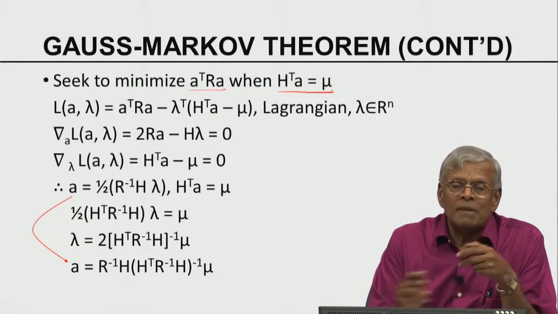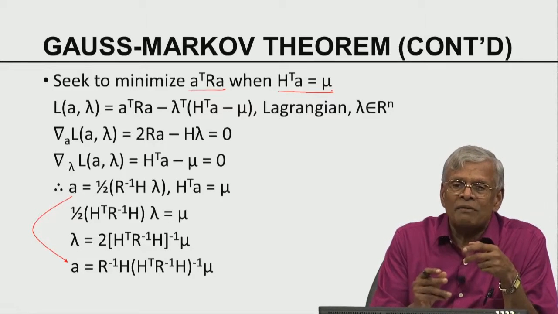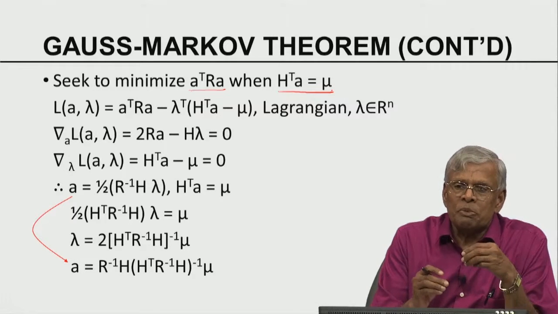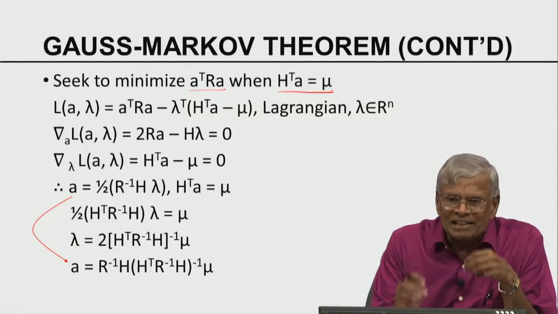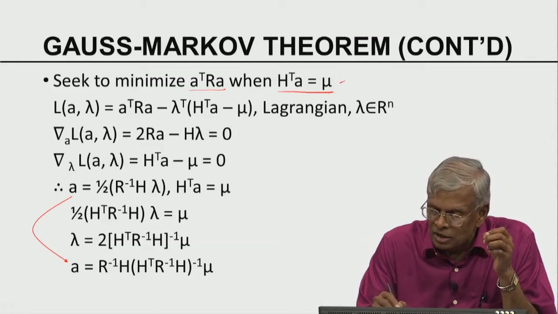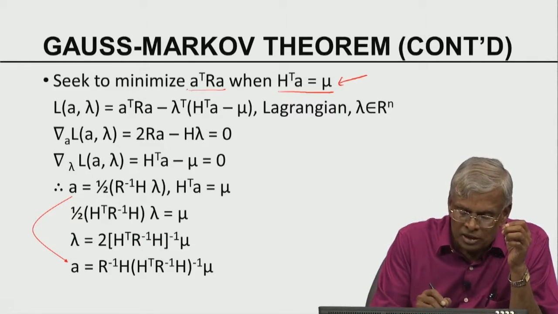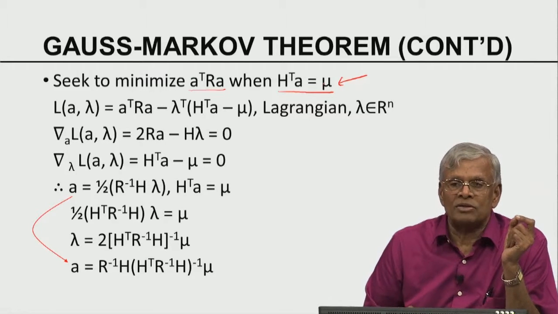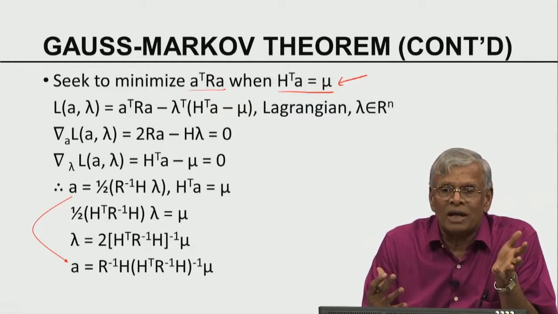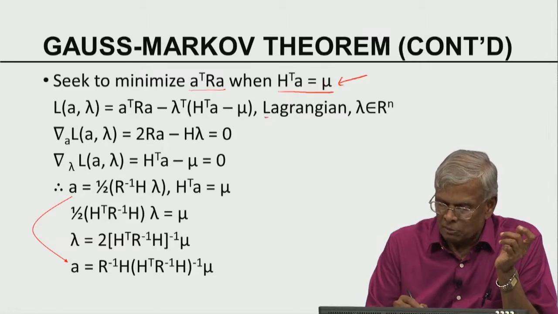Therefore, I am not interested in minimizing over any A. I am interested in minimizing A transpose R A under the condition that H transpose A is mu. So this is the constraint. This is an equality constraint. So I am interested in minimizing something with equality constraints. Now, how many times have we seen this? Constrained minimization with an equality constraint. What is the rule? Lagrange multiplier.